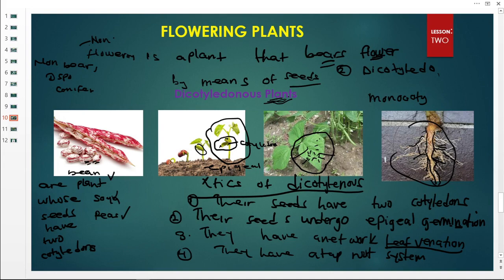Therefore, in summary, dicot plants have seeds with two cotyledons. They have seeds that undergo epigeal germination, I think you've seen it, and they also have a network leaf venation, and they have a taproot system. Then let us move on and look at what we call the monocotyledonous.